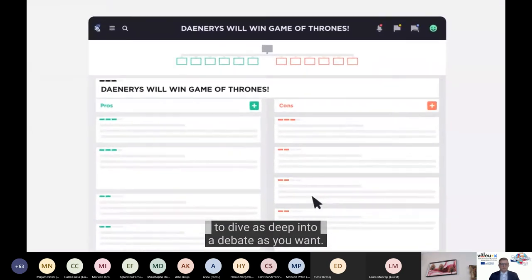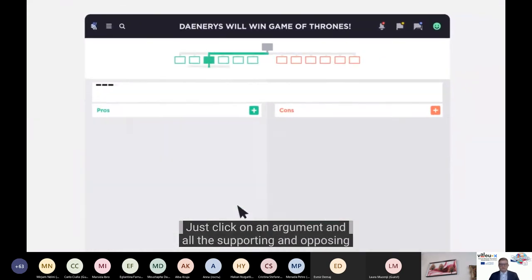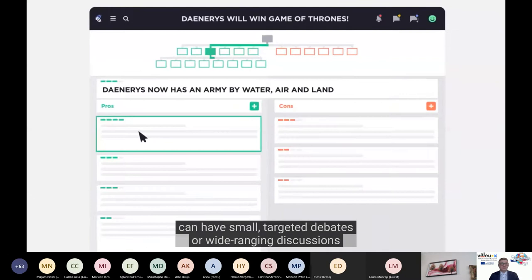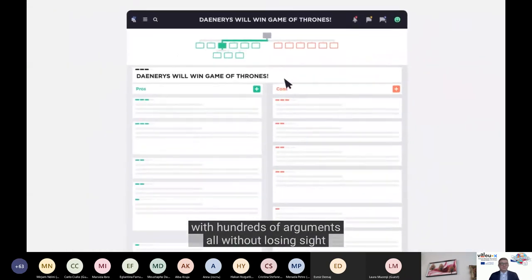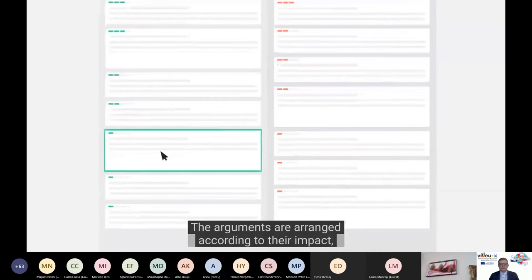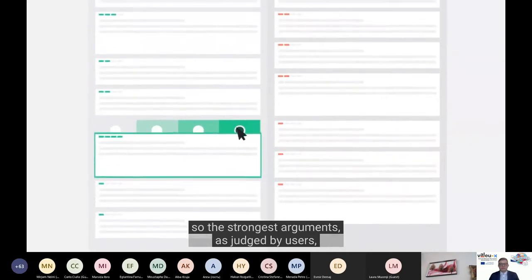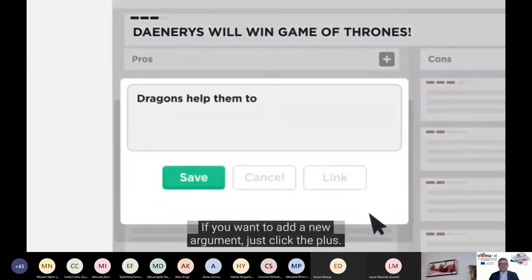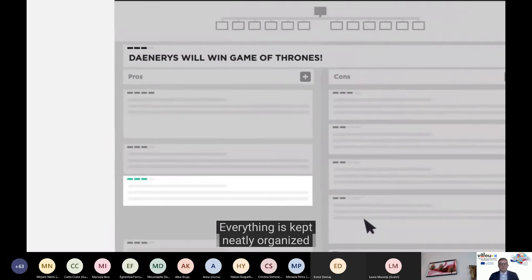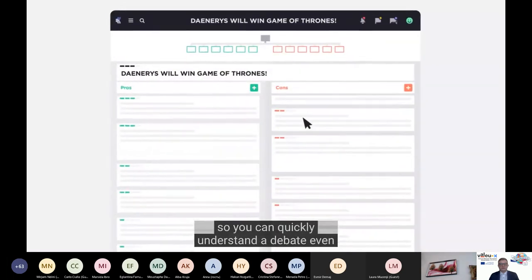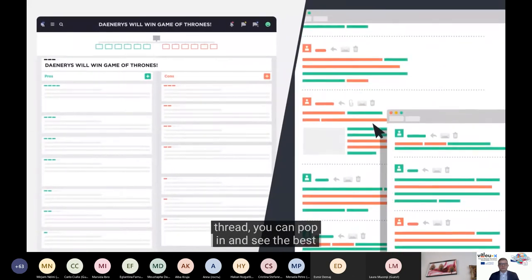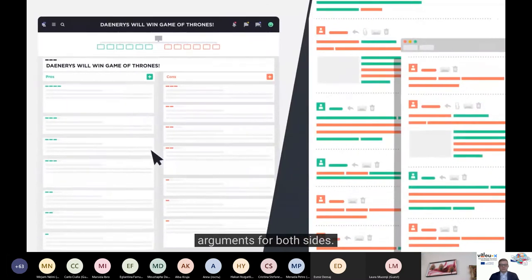Kialo's unique structure allows you to dive as deep into a debate as you want. Just click on an argument and all the supporting and opposing points are displayed clearly, so you can have small targeted debates or wide-ranging discussions with hundreds of arguments, all without losing sight of the main issue. The arguments are arranged according to their impact, so the strongest arguments, as judged by users, appear at the top. If you want to add a new argument, just click the plus. It's easy. Everything is kept neatly organized, so you can quickly understand a debate even when you join later, because instead of having to make sense of a giant email chain or a forum thread, you can pop in and see the best arguments for both sides.